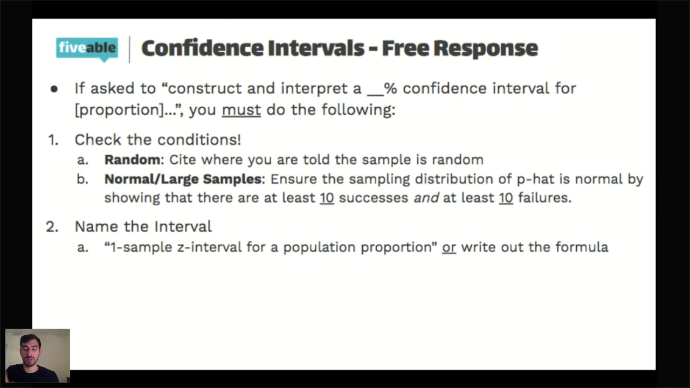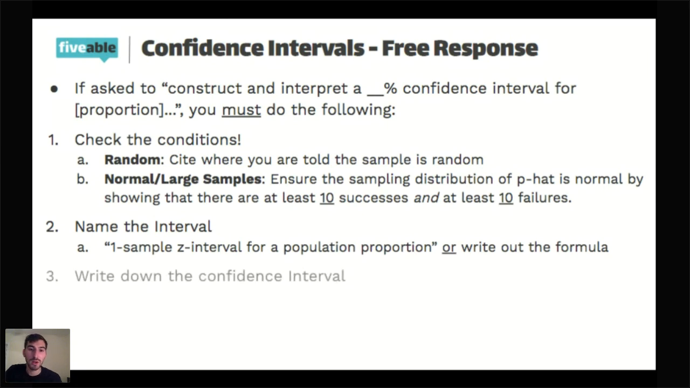So come up with the names like one sample Z interval for a population proportion, two sample Z interval for a difference of population proportions, one sample T interval for population mean, two sample T intervals for population mean, or sometimes the matched pairs T interval for a difference in population means. We'll do those next week, but specifically name the number of samples, and whether it's Z or T. Z is for proportions, T is for means.